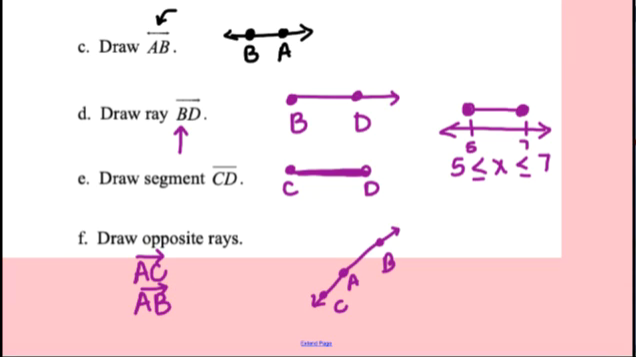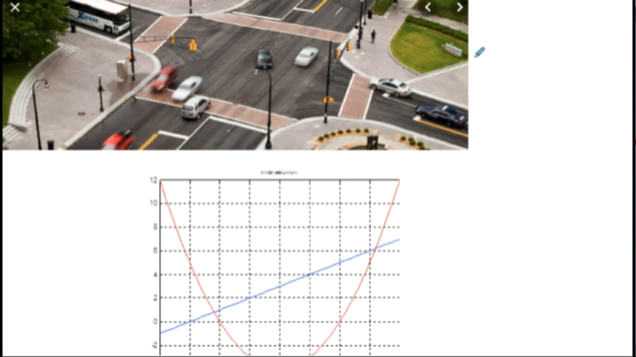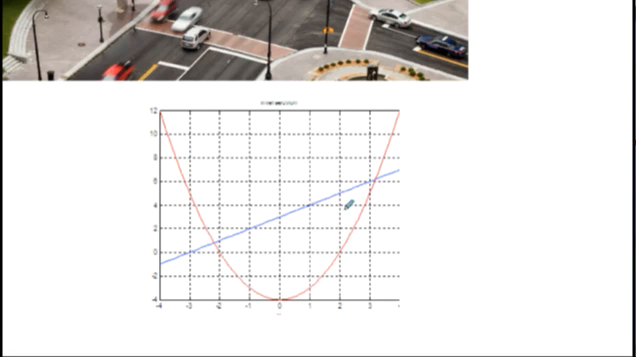Okay, so that kind of gives you an idea, even though we've been looking at these in class. I want to move on to intersection now. What do you know about intersection? Well, you're probably used to a road intersecting like in this picture, okay? These two roads are intersecting right here, right? You may also be familiar with graphs that intersect. So here we have a parabola and a line intersecting.